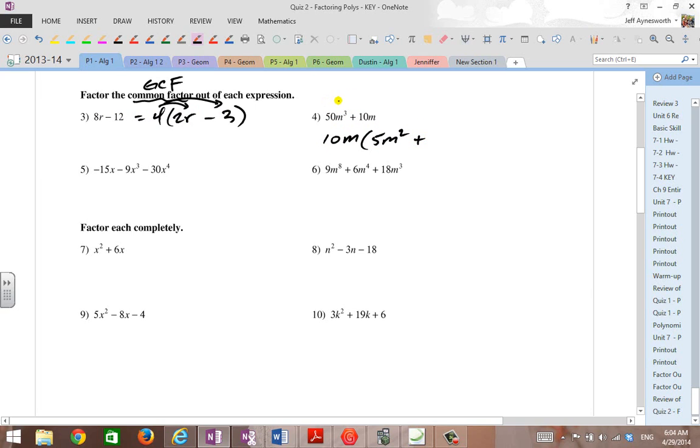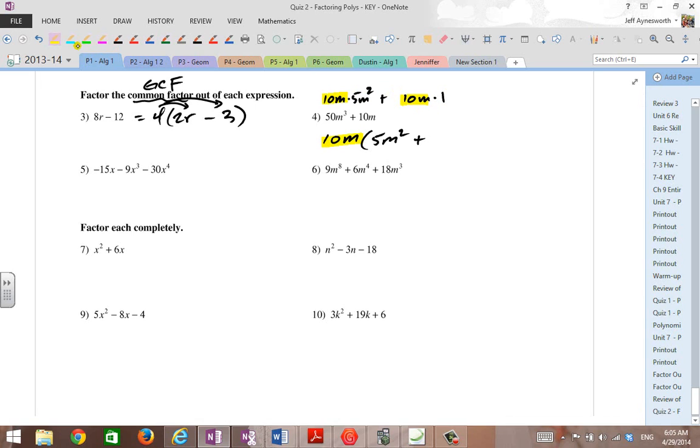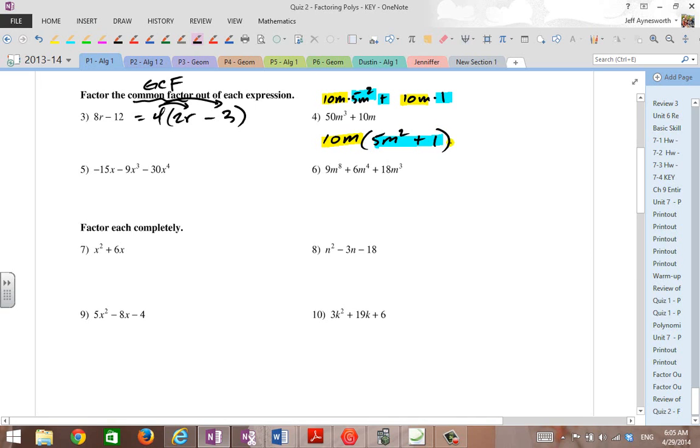Also notice this is 10m times 5m squared plus just 10m times 1. Notice that they have a 10m in common, okay? So I factor that out, I put it here, I multiply it by the remaining terms, 5m plus 1. That goes right here, 5m plus 1. That's how the GCF is done.